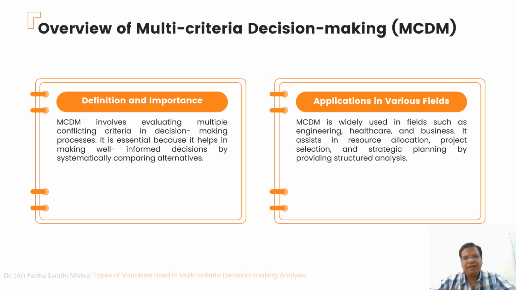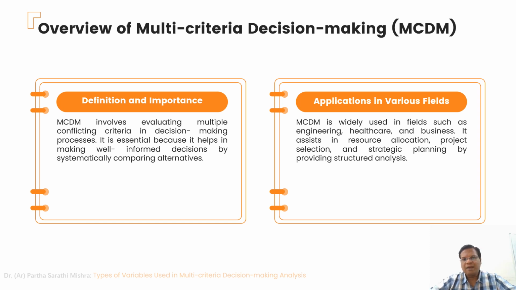Next is the overview of multivariate decision making analysis or MCDM. Now the definition and importance. Multi-criteria decision-making analysis involves evaluating multiple conflicting criteria along with multiple alternatives in the decision-making process. It is essential because it helps in making well-informed decisions by systematically comparing alternatives. So we have one-to-one comparison among the variables. At the end, we'll get the index value for the different alternatives so that it will be very easy for us to choose which alternative is the best solution, the optimum solution, or the worst solution.